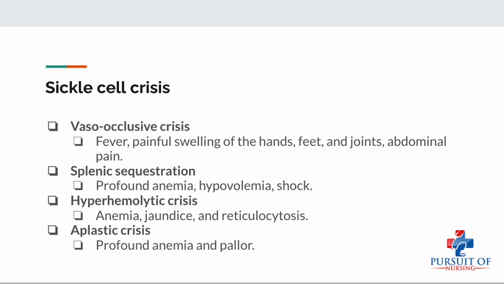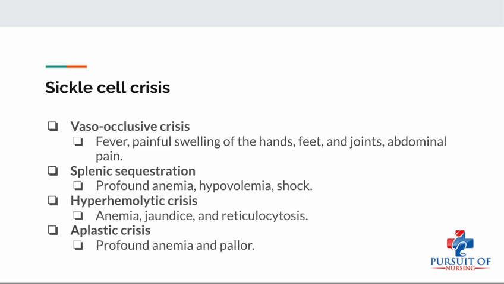So a vaso-occlusive crisis is caused by stasis of the blood with clumping of the cells in the microcirculation. So this causes ischemia and infarction. This patient is going to present with fever, painful swelling of the hands, feet, and joints, maybe some abdominal pain. Splenic sequestration is caused by pooling and clumping of the blood in the spleen. So this patient is going to present with profound anemia, hypovolemia, maybe shock.